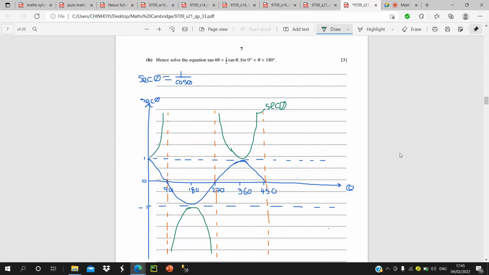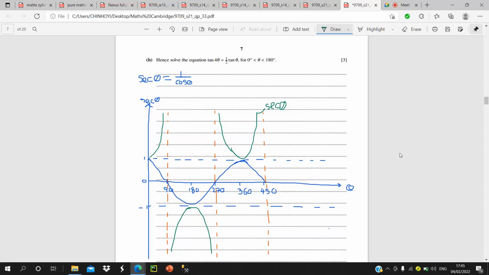Are you also drawing? Yes. Okay. So in the exam, if you want to draw the graph of sec, maybe if you forgot, you first have to sketch your graph of cos.